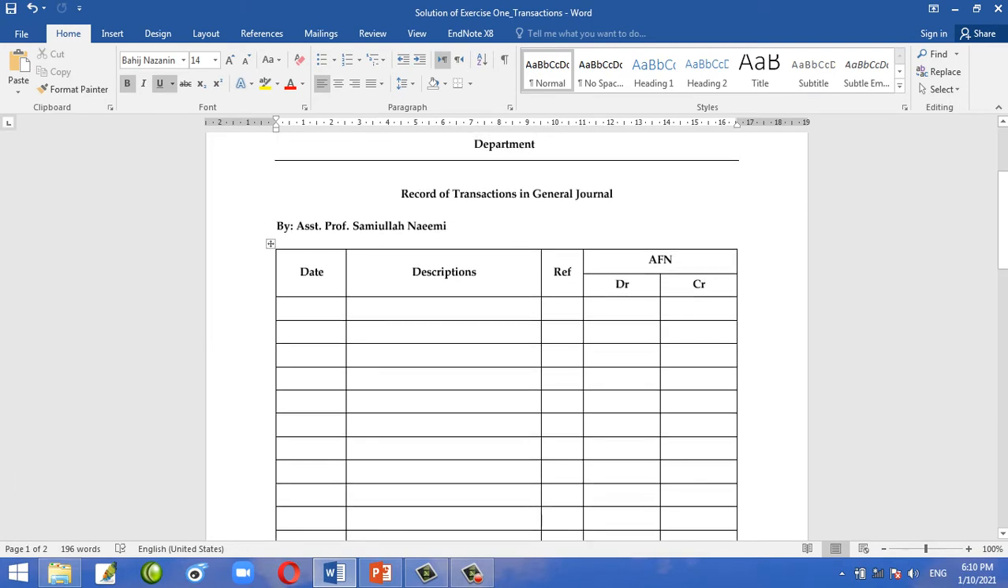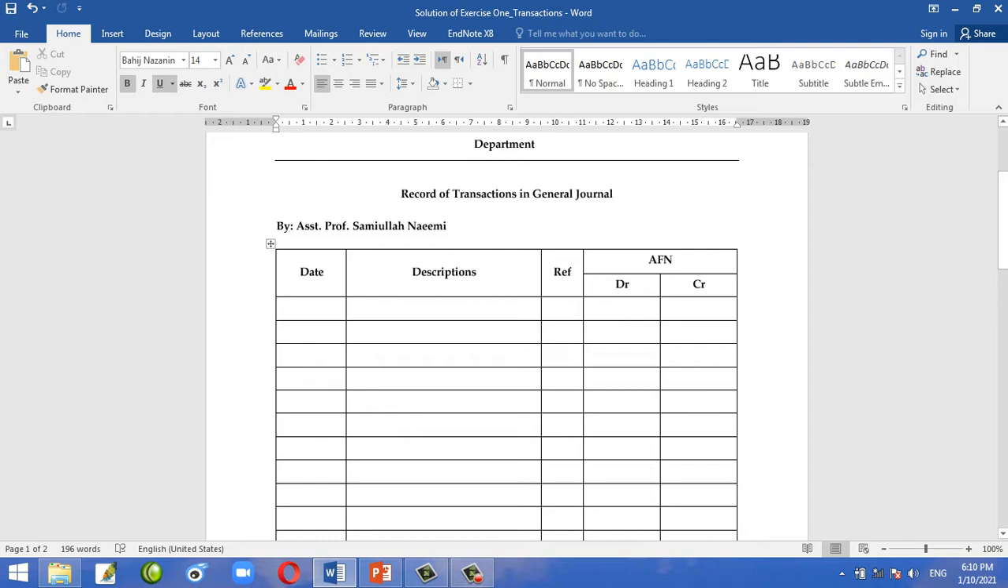If you remember, we discussed these things in the previous lecture. Generally, a journal consists of 5 columns. The first column is called date, the second is called description, or you can say particulars, or illustration. The third column is called reference, and the next are debit and credit. In the first column we write the dates of the transactions.